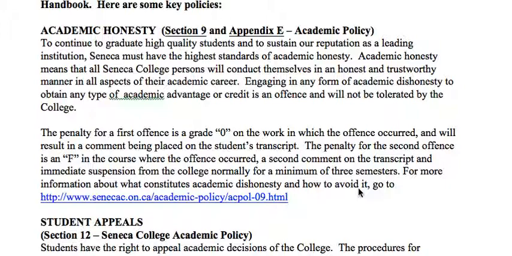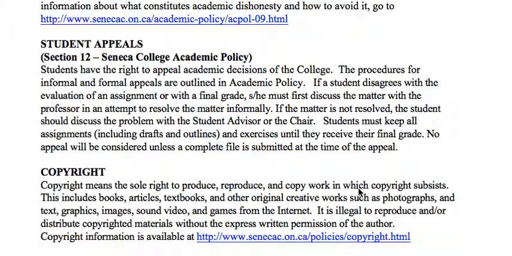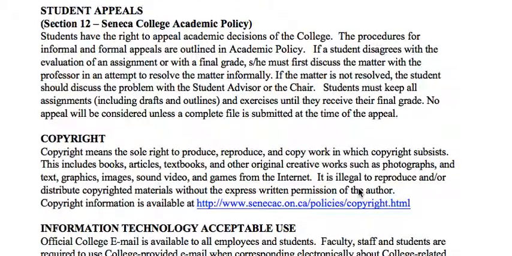It's very important that if you have any questions about academic honesty, you let me know beforehand so we won't find you in this sort of mess. So we want to be able to fix it before it happens. Any student appeals that you have, you can talk to your student advisor or the dual credit program advisor, your dual credit teacher. Make sure that you are being treated fairly at Seneca College.